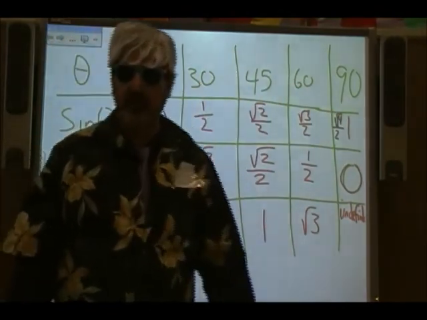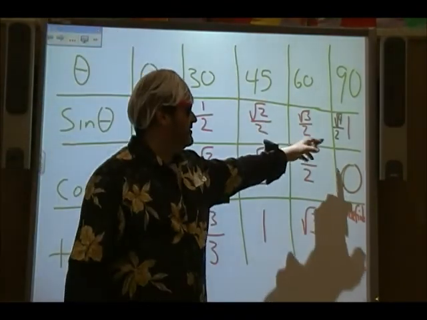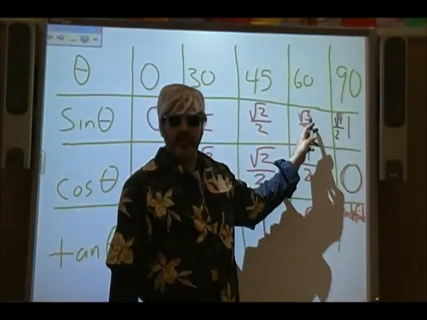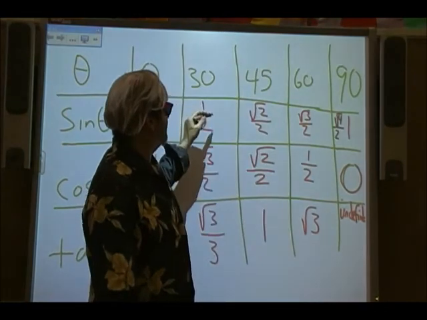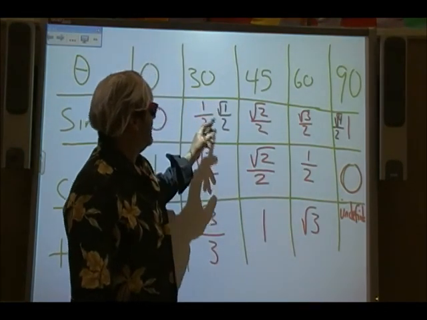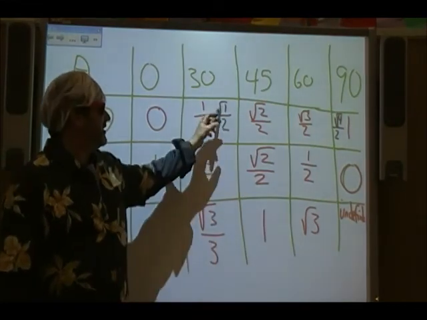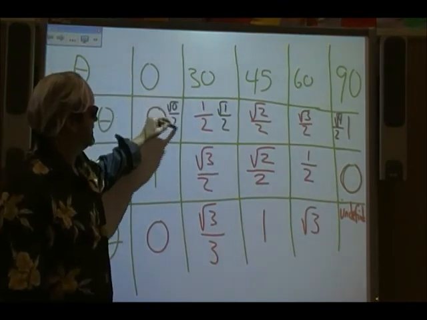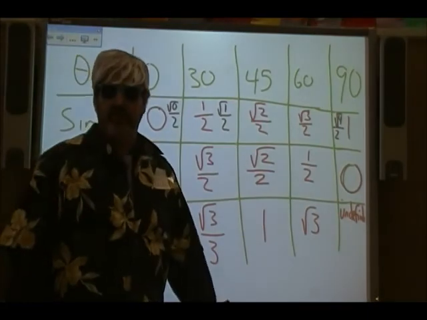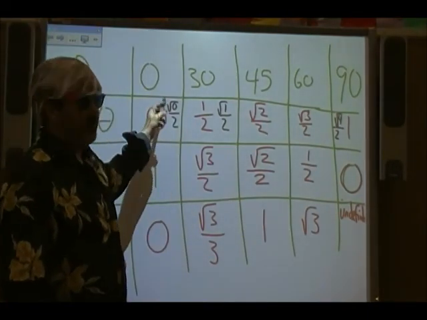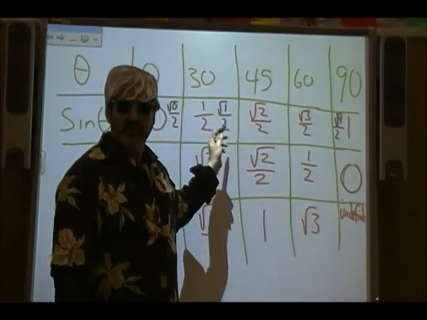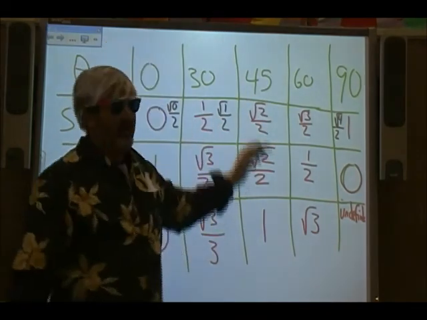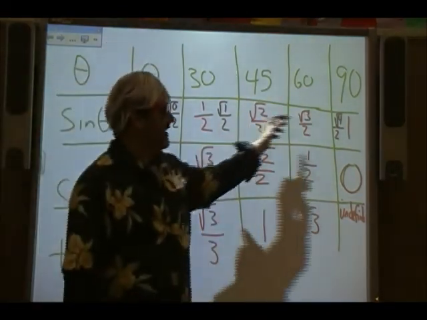Well, square root of 4 is 2, and 2 over 2 is 1. So square root of 4 over 2 is 1. Going backwards, square root of 4 over 2, square root of 3 over 2, square root of 2 over 2. Could this be square root of 1 over 2? Yes, it is, because square root of 1 is 1, therefore it's a half. And then this, could it be square root of 0 over 2? Well, square root of 0 is 0. So what you can memorize is, you write square root of 0 over 2, square root of 1 over 2, square root of 2 over 2, square root of 3 over 2, square root of 4 over 2. Now you have your sine memorized.